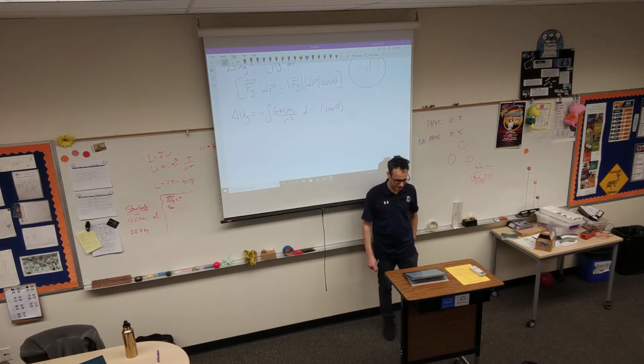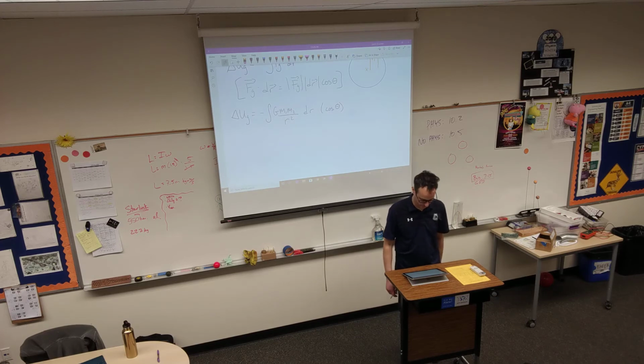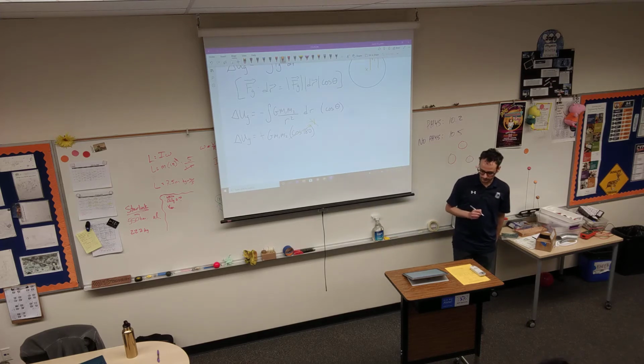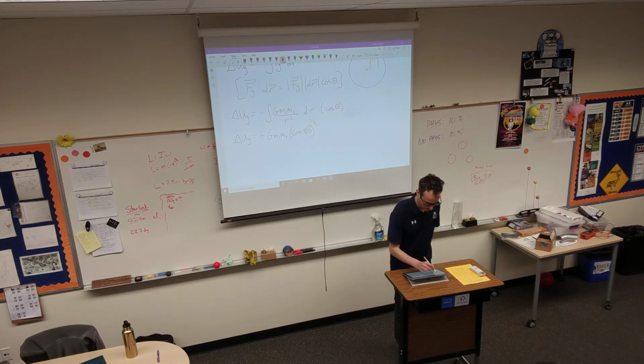So that's the negative integral of big G M1 M2 divided by r squared. I'm going to pull out all the constants, since r is the variable. So this is negative G, M1, M2, cosine of the angle, which is 180. What is cosine of 180? Negative 1. So this negative cancels out with that negative, and then I have the integral of 1 over r squared dr.